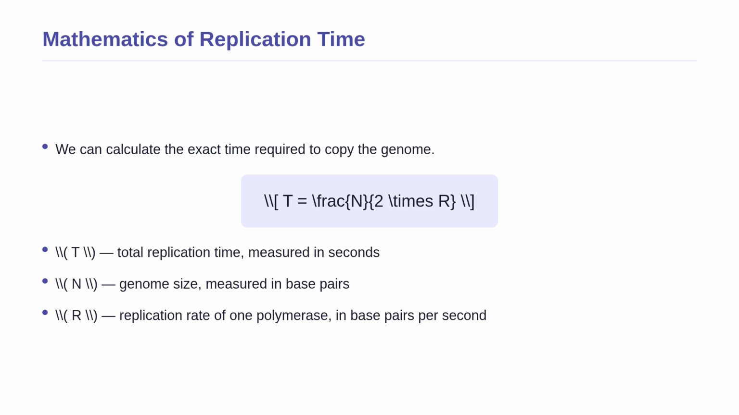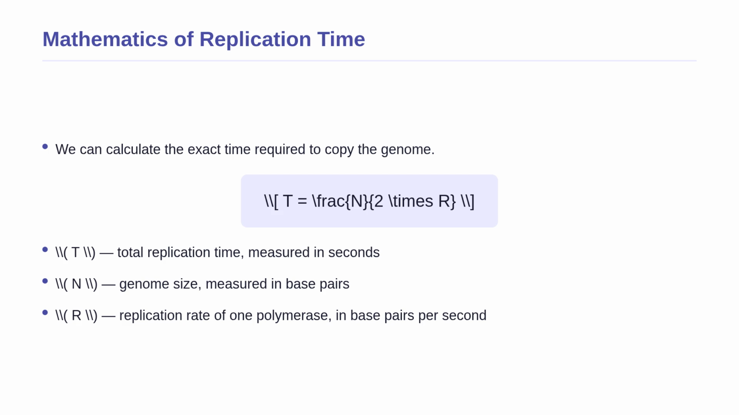Now that we understand the biological importance, let us look at the mathematics. Although biology often feels descriptive, this process is highly mechanical and moves at a measurable speed. We can calculate the exact total time it takes for a bacterium to copy its entire genome using this formula. T equals N divided by the quantity 2 times R.